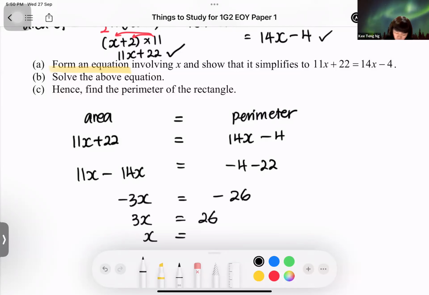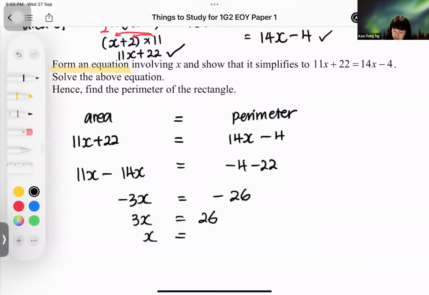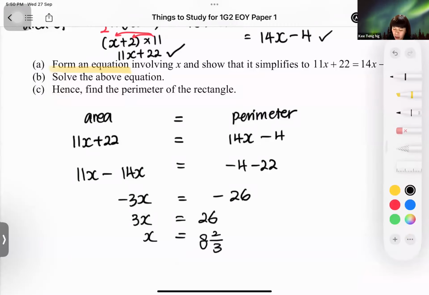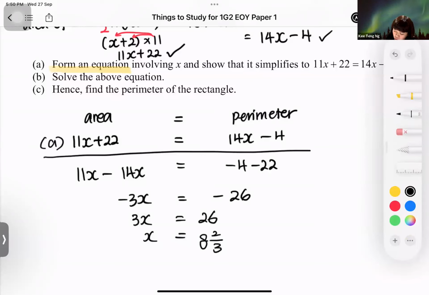Then how do I find what x is? Divide by 3. 26 divided by 3. For this kind of question, leave your answer as a fraction, 8 2/3. Is that okay? So that's part B. Part A is to form the equation, this is the equation I formed. Part B I solve.